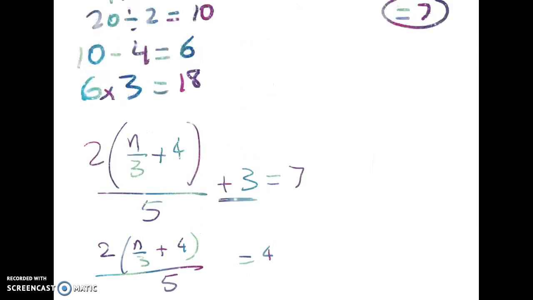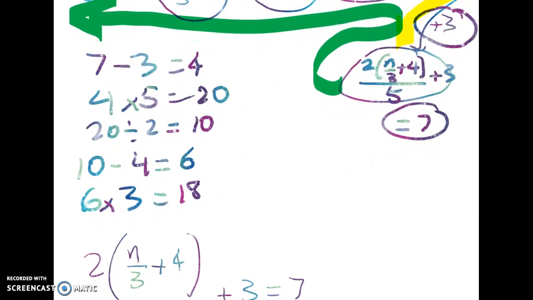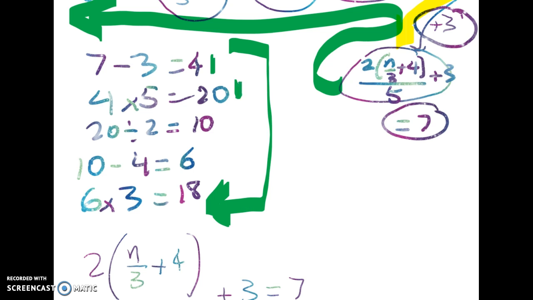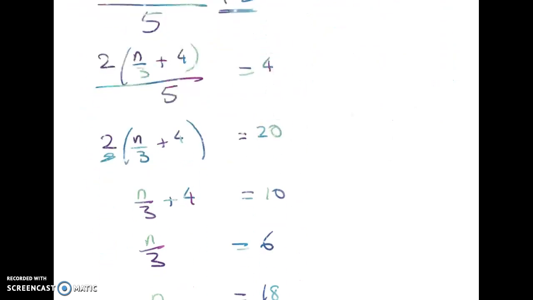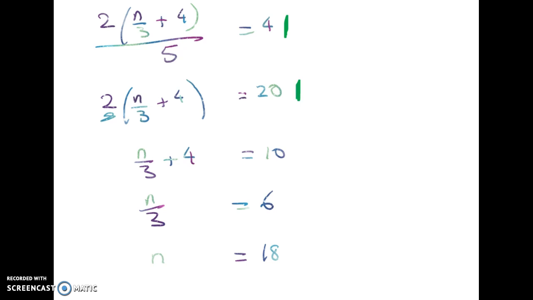So look at that. If you look up here when we did it with numbers, like we probably would have before we knew anything about algebra, we got these numbers here. We got 4, 20, 10, 6, and 18. And you can see that structure coming through with the algebra. 4, 20, 10, 6, and 18. So the same stuff. Right, on to number 8.